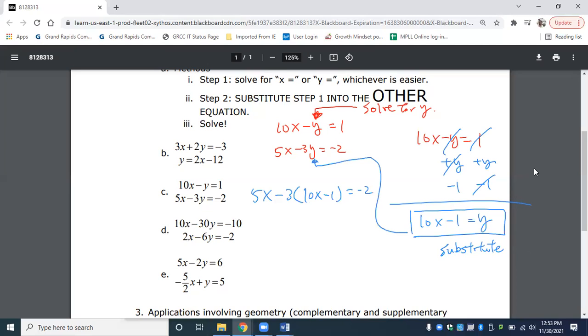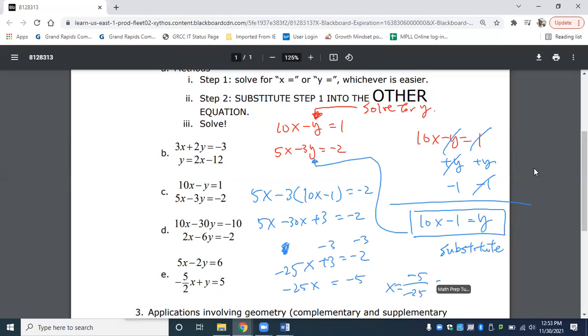Again, now let's get to the solving step. 5x minus 30x plus 3 equals -2. This is -25x plus 3 equals -2. So -25x is -5 if you subtract 3 on both sides. So x is -5 over -25, or 1/5.